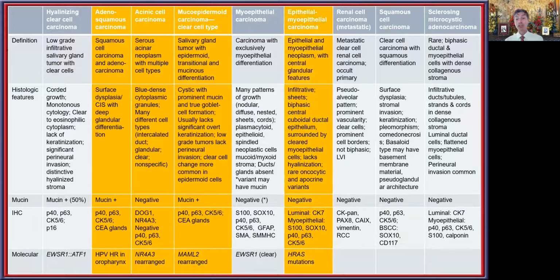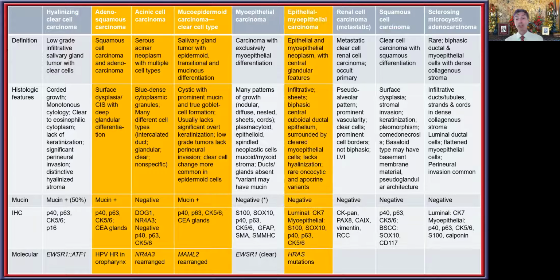Usually they are unencapsulated, but definitely infiltrative. They often may attach to the overlying surface epithelium and sometimes will even have a pagetoid spread. And then they are arranged in either sheets and cords and nests or trabecular architecture of these monotonous epithelial cells with some variable degree of both eosinophilic or cleared cytoplasm.